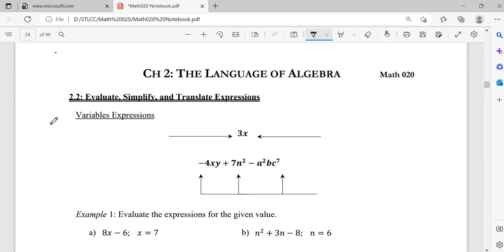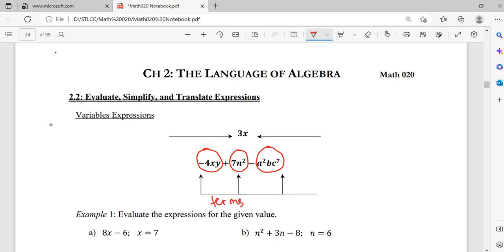Variable expressions are a series of statements, a combination of numbers and letters, separated by an operational sign. So here we have an example. Here we have negative 4xy, a combination of a number and two variables. You have 7n squared, another combination of a number and a variable. And then we have a squared bc to the power of 7. So we have three terms. Those are terms.